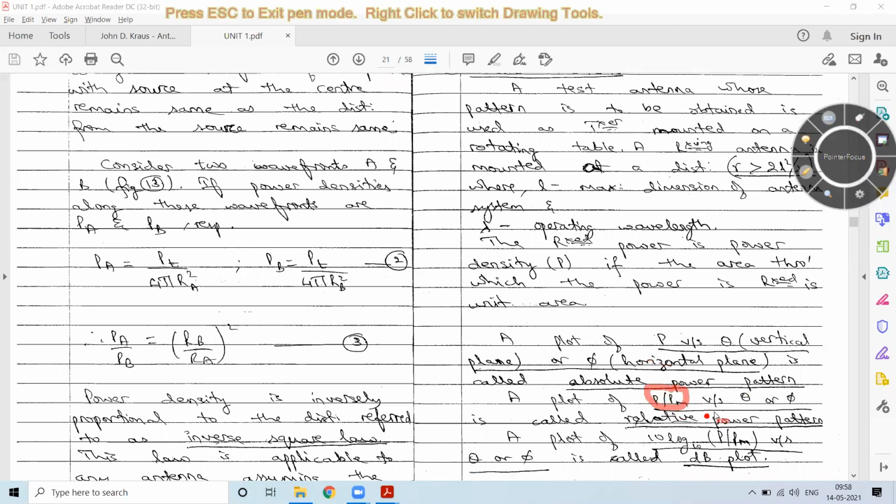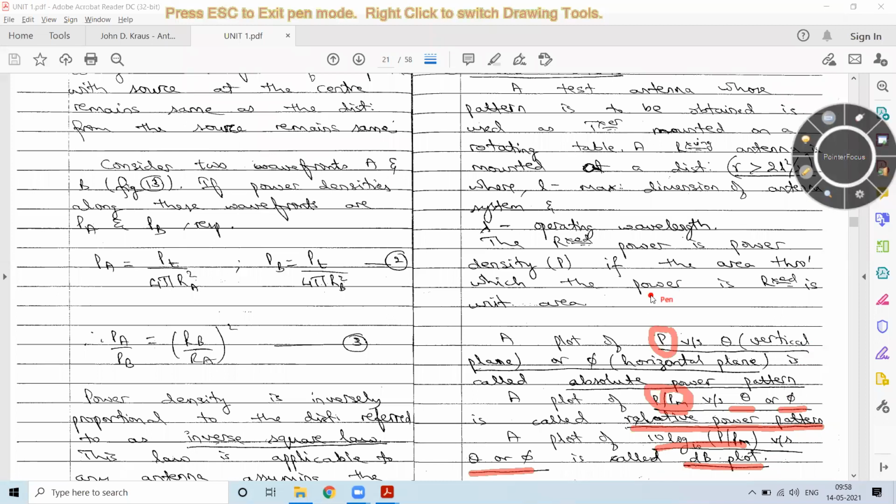And if I plot the normalized power pattern versus theta or versus phi, I get what is known as the relative power pattern, since you are plotting all the power values relative to the maximum power value. Now, if you convert this into dB, that is 10 log P, or 10 log of P by PM, that is the normalized value, and if you plot it with respect to theta or phi, you get the dB plot.